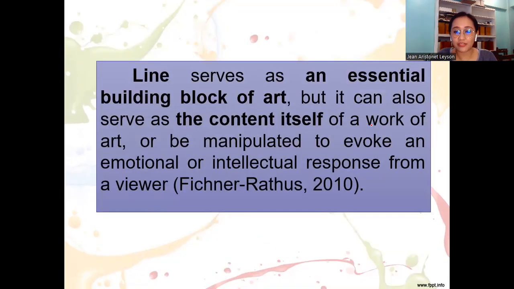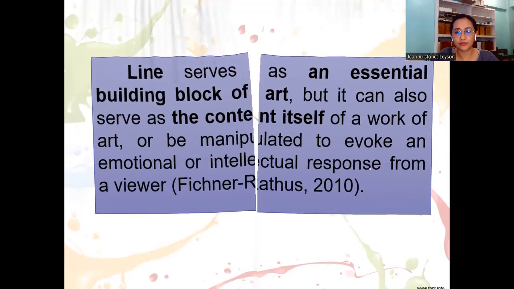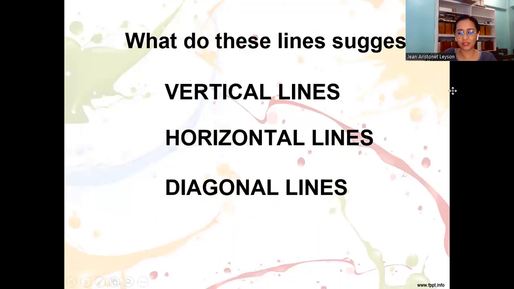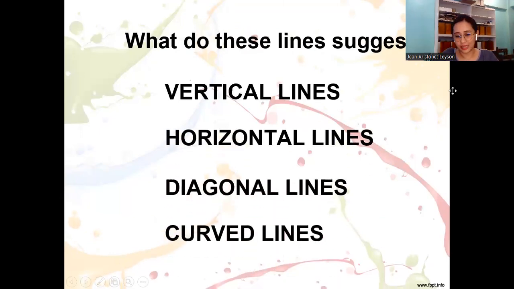Line serves as an essential building block of art, but it can also serve as the content itself of a work of art, or may be manipulated to evoke an emotional or intellectual response from a viewer. If we see an artwork, it will also be subjective. It will depend on us as to how we will be interpreting that certain artwork. So what do these lines suggest? Vertical lines, horizontal lines, diagonal lines, and curved lines.